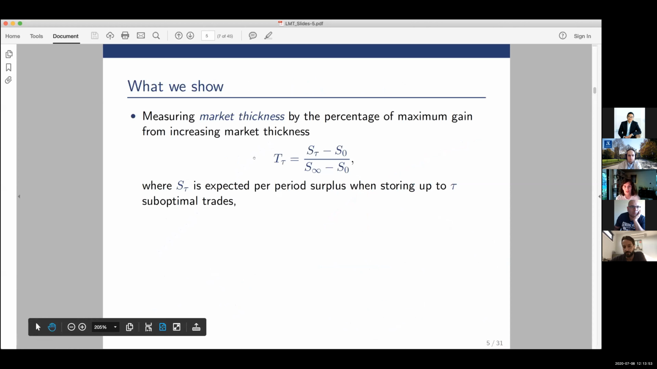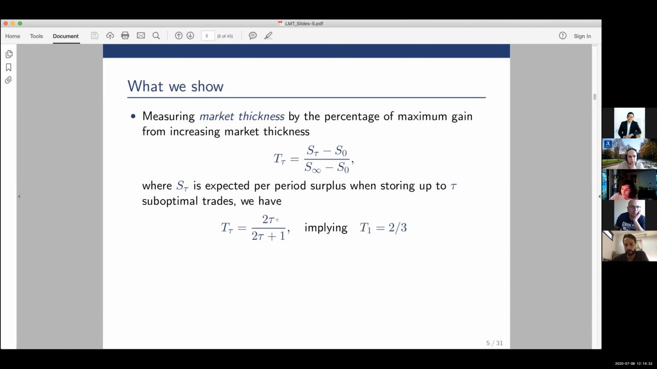And so then our measure of market thickness that we propose and that we think is natural is denoted by T of tau, T standing for thickness. And it's given by the difference S tau minus S naught divided by that difference that I just mentioned. And S tau here is, to be defined formally below, the expected per period payoff under the stationary distribution that you achieve by a policy that's denoted by tau, right? And so this is our measure of market thickness.